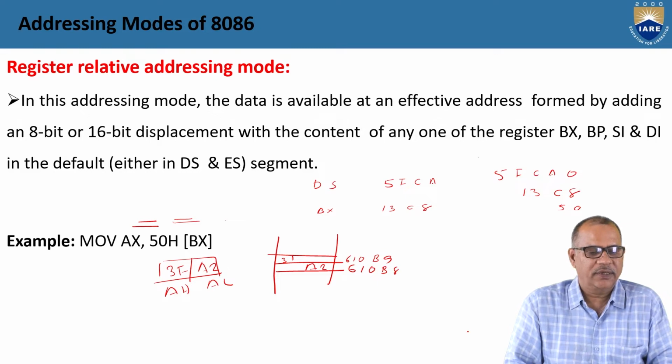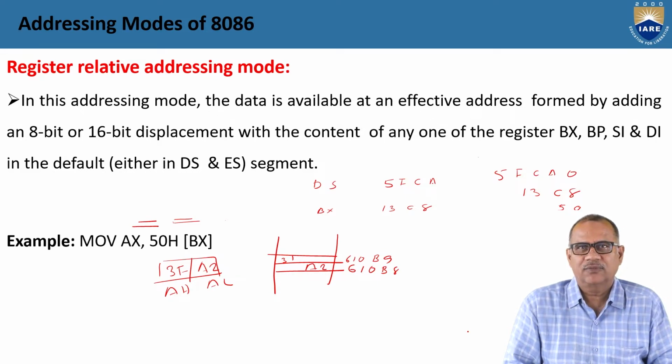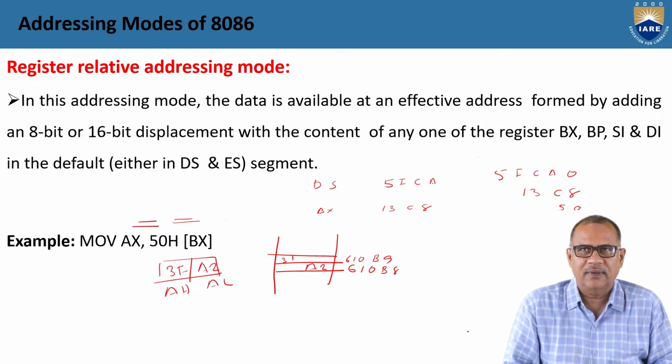The next addressing mode is register relative addressing mode. In this addressing mode, the data is available at an effective address formed by adding an 8-bit or 16-bit displacement to the contents of any one of the registers BX, BP, SI or DI in the default segment. What is the default segment? The default segment registers are DS or ES, the data segment or extra segment registers.